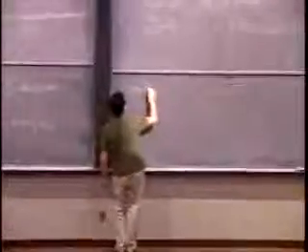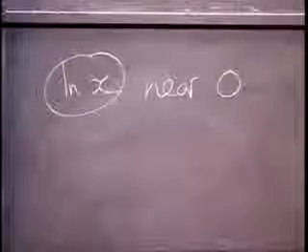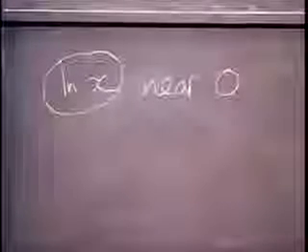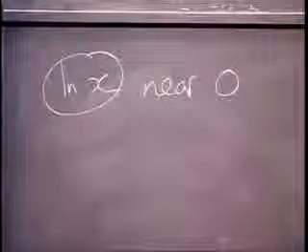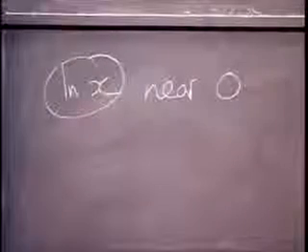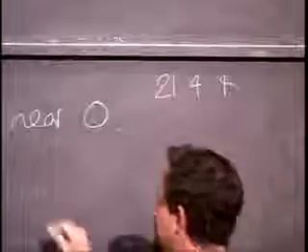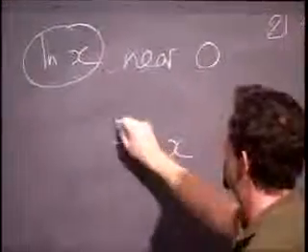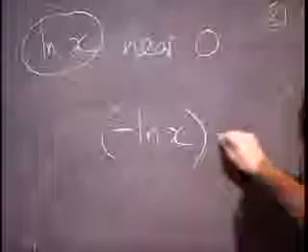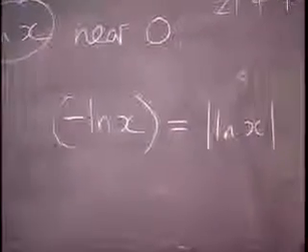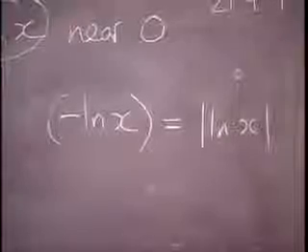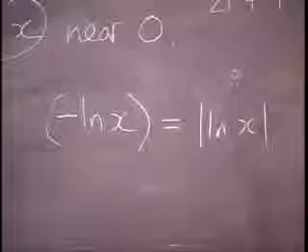Log x near 0. I really should give a reference for this since I'm jumping around. What is the reference? The reference is not even on that page. 21.4.4, I think. It's very similar to log x near infinity, but when x is between 0 and 1, log x is actually negative.